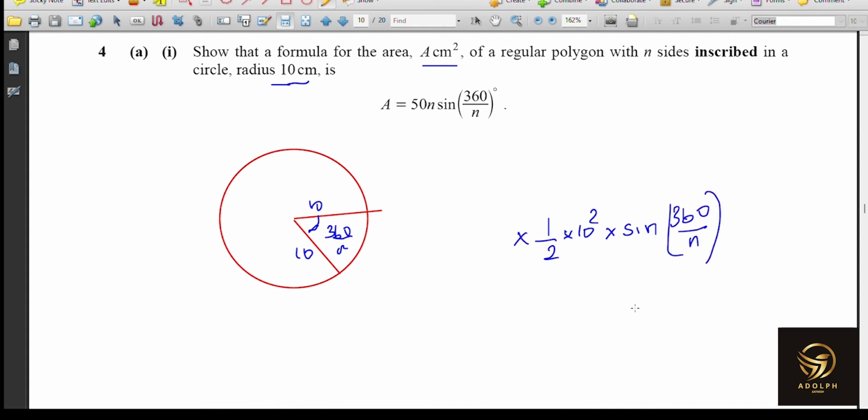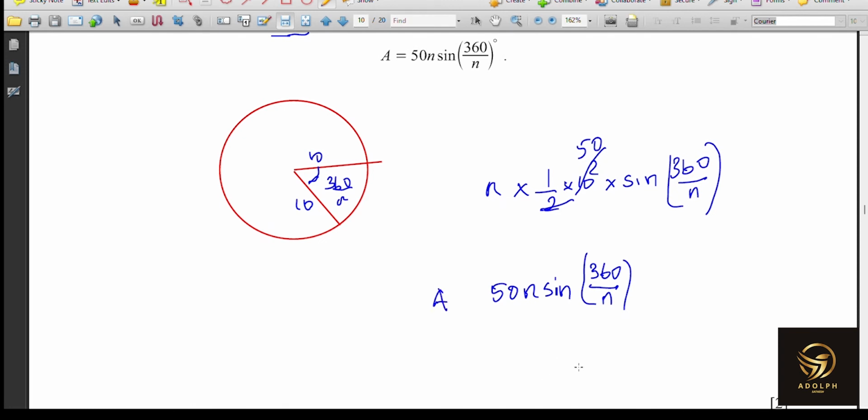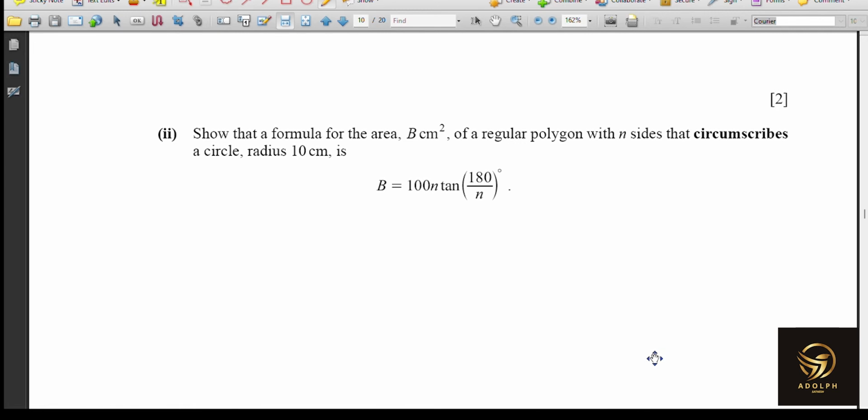And how many triangles will there be in this polygon? There will be n identical triangles, because it has n sides. And I can simplify this 2, and this 10 square is nothing but 100. If I simplify this, I'll get 50. So I can multiply them, 50 into n, 50n sine 360 divided by n. So actually this is what I had to prove, and yeah, I proved it. So we are moving to the next one.